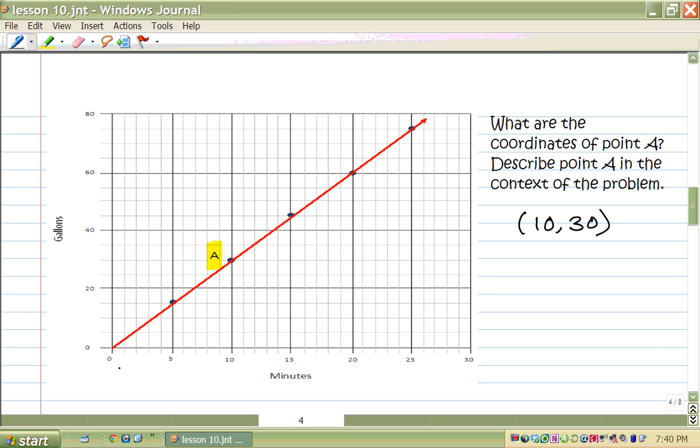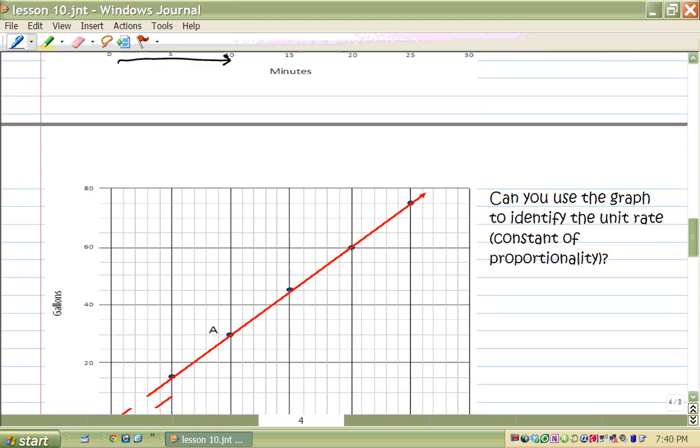Okay, this is point 10, 30. Remember, you do your x first. So you go out to here, and it's 10. Then you go up to here, and it's going to be 25, 30. So that's my point, 10, 30. What does that represent? That represents 10 minutes, 30 gallons. Okay? And you could do 30 gallons, 10 minutes. You could write it the other way around, too. It doesn't really matter. All right, moving on along.